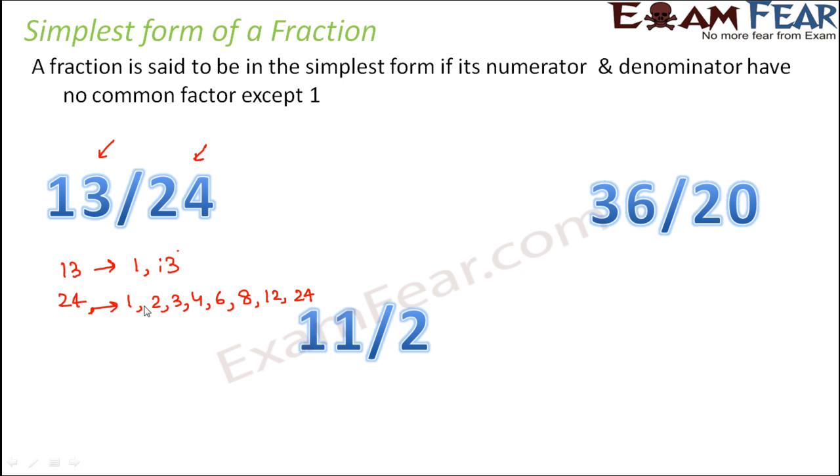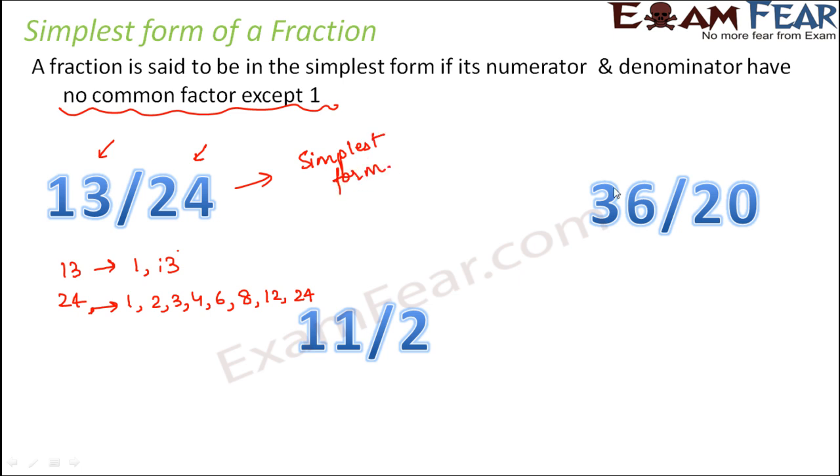Now do you see common factors between 13 and 24? The only common factor between them is 1. So except 1 there is no common factor. So what does that mean? That means that there is no common factor except 1. So if there is no common factor other than 1, that means this is in the simplest form.